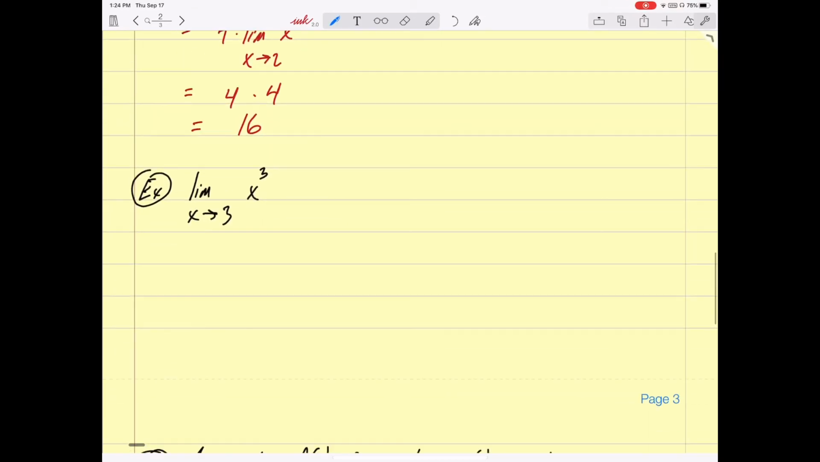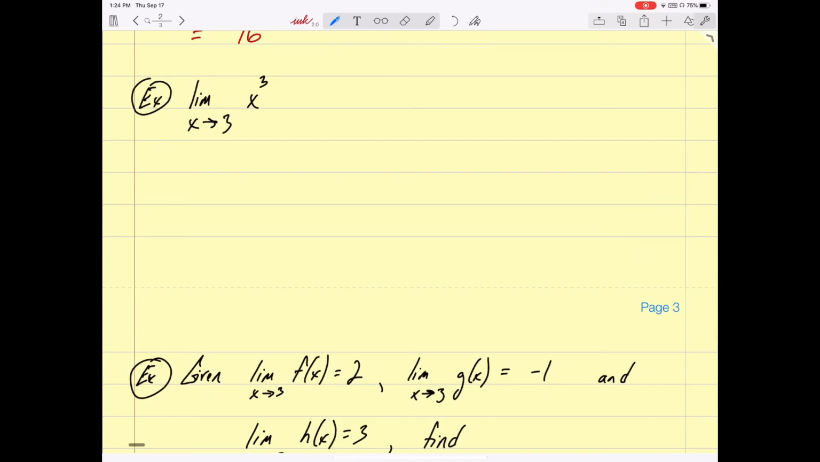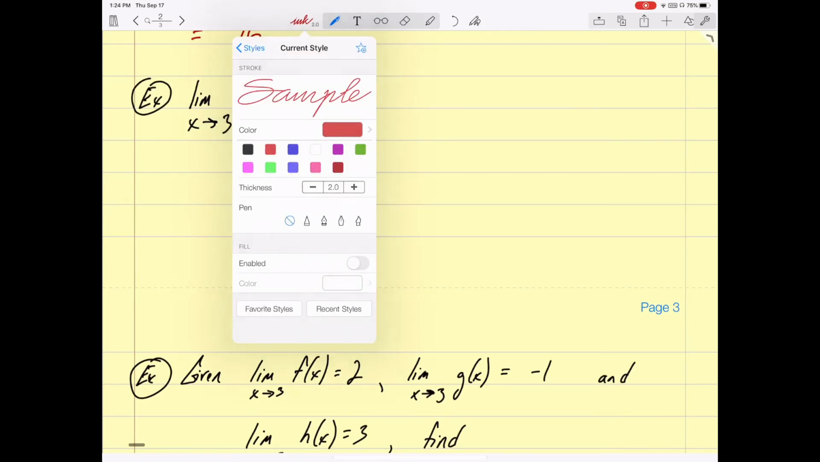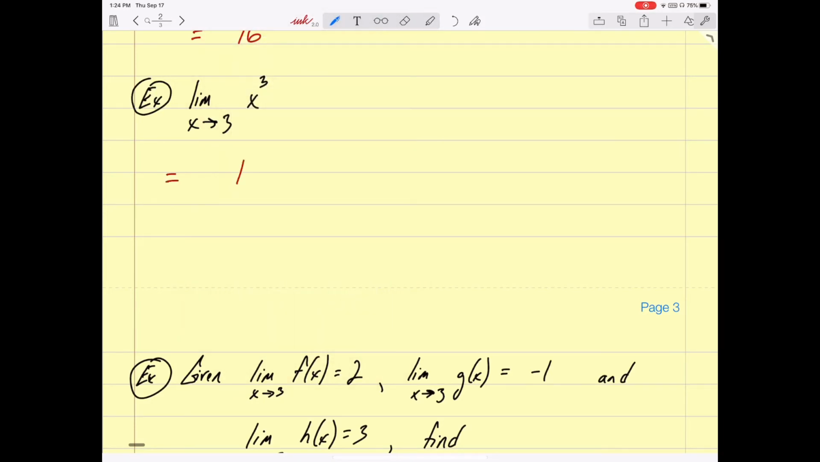The next example, the limit as x goes to 3 of x cubed. This would be an application of limit law number 6 from the PDF. Another way to write it might be the limit as x goes to 3 of x, and bring that cube outside. In that case, we would just have a value of 3 inside and then cubed, so 3 times 3 times 3, or 27.